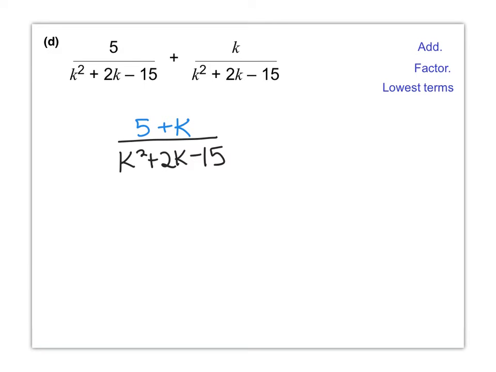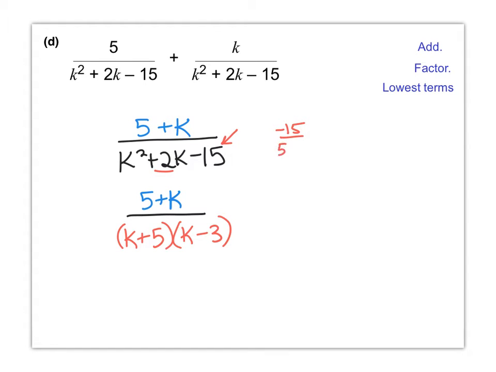Now this rational expression may be simplified, and we do that by factoring the denominator. We'll keep the numerator as 5 plus k, and the denominator is a simple trinomial. So we're looking at the factors of negative 15 that will add to give you positive 2. The factors of negative 15 that will add up to positive 2 are positive 5 and negative 3. So our corresponding factors are k plus 5 and k minus 3.